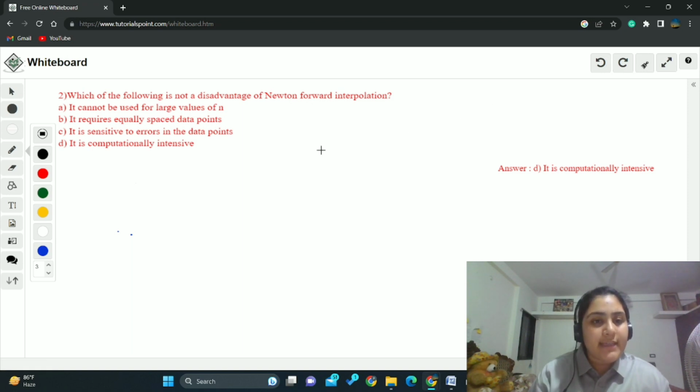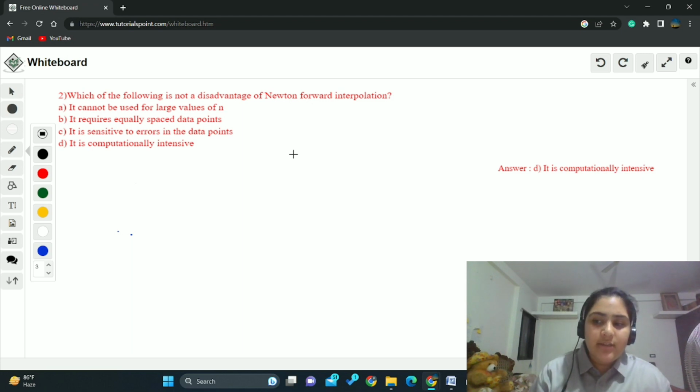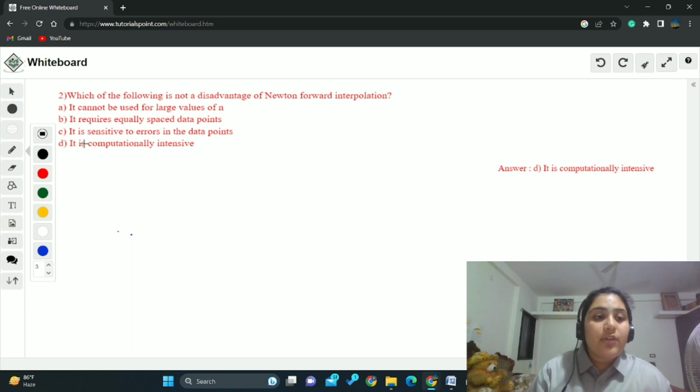Coming to option D, computationally intensive. It is not a disadvantage, because as we compare the forward interpolation method with other interpolation methods like Lagrange interpolation, forward interpolation is generally considered computationally effective because it involves constructing a difference table, the forward difference table, which can be done in a straightforward manner. So the correct option would be option D.